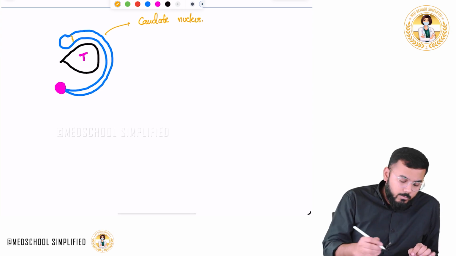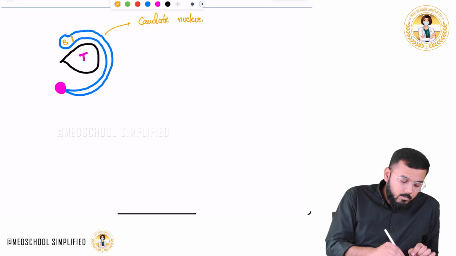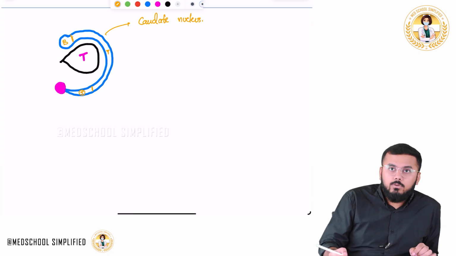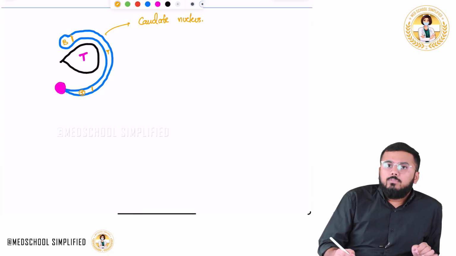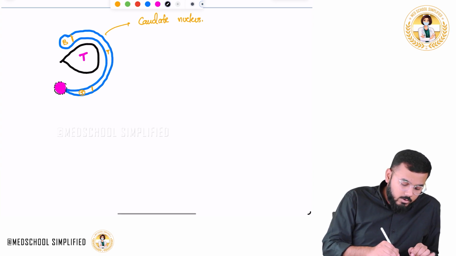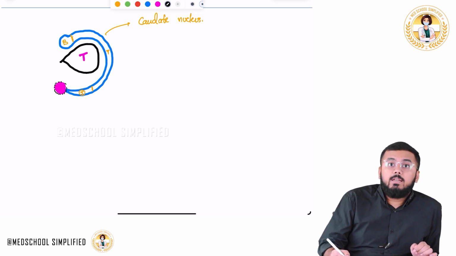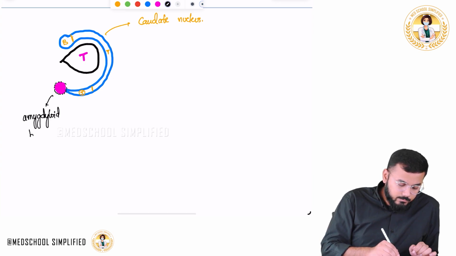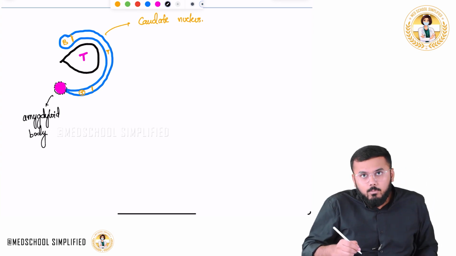Caudate nucleus has a few parts. For example, this is called the body of the caudate nucleus. This is called the trunk of the caudate nucleus, and this is called the tail of the caudate nucleus. Now to the tip of the tail of the caudate nucleus, we have a rounded body here. This rounded body is called the amygdaloid body.